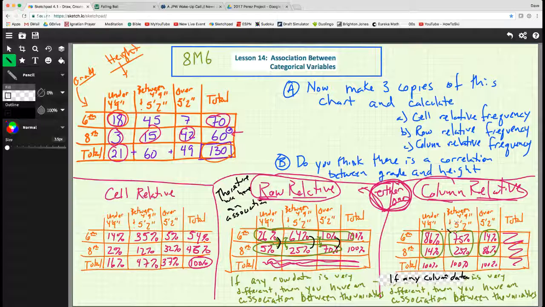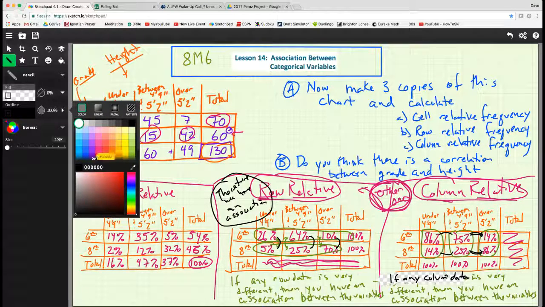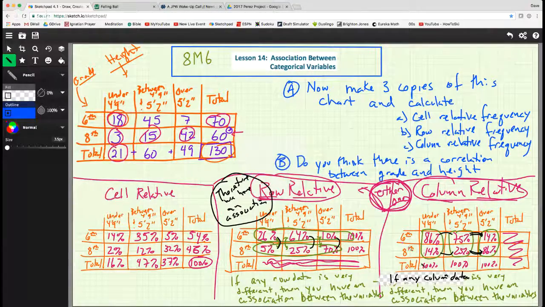And similarly over here, you look between any pair of data, and if any of them are different, then you have an association. Here I have 86, 14, and here I have 75, 25, which isn't that different, but 14 and 86 is very different. 75 to 14 and 25 to 86 are very different numbers. So we also have an association. If you ever do row relative data and column relative data, they will both either show an association or both show not an association. So you'll never get one answer from doing one and another answer from doing the other. Okay? So that's the way we do the calculation.